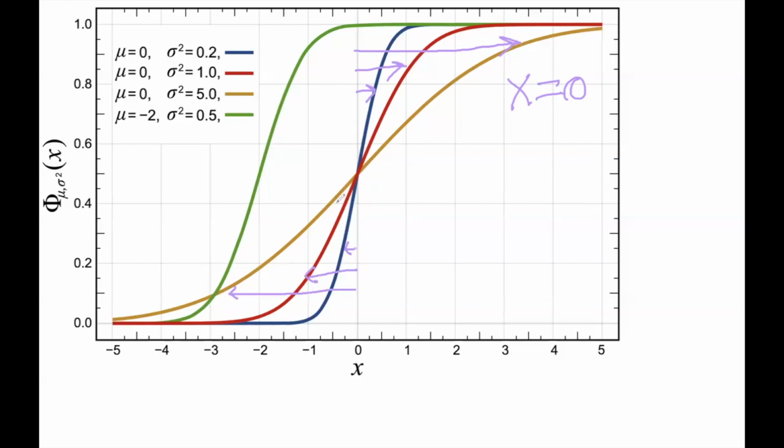So this yellow line has much higher variance. The CDF actually goes farther and farther away from this line as the variance increases. That's one of the important lessons of CDF.